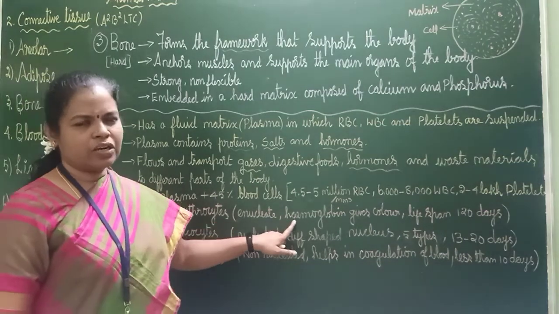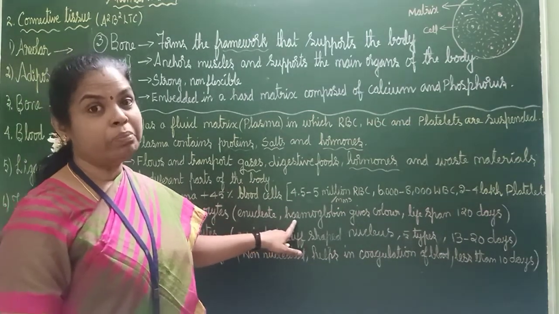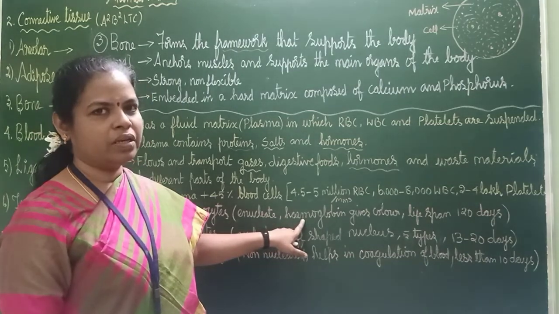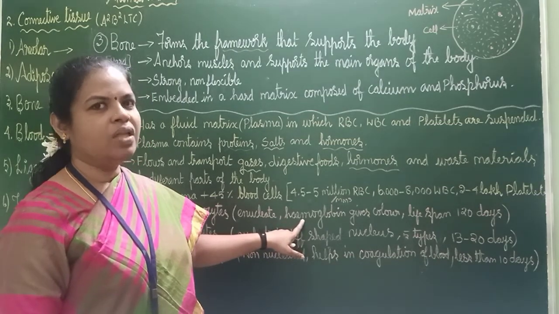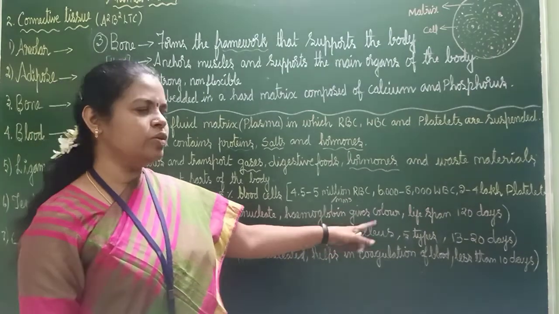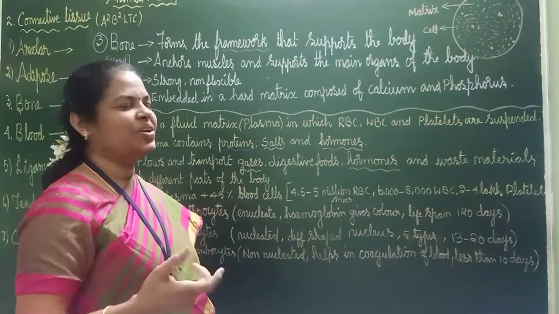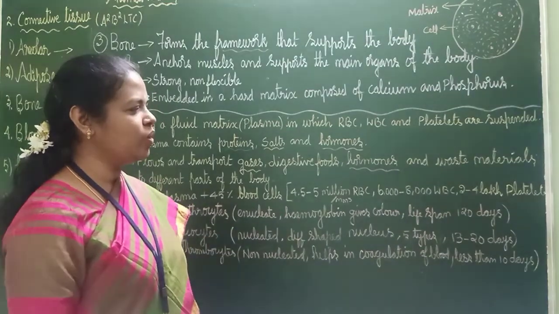It is red in color, no? How? It is because of the pigment which is present. What is the pigment present? Hemoglobin. Hemo means iron, no? Hemoglobin gives color. Which color? Green color blood, no? Okay, red color is given by hemoglobin.